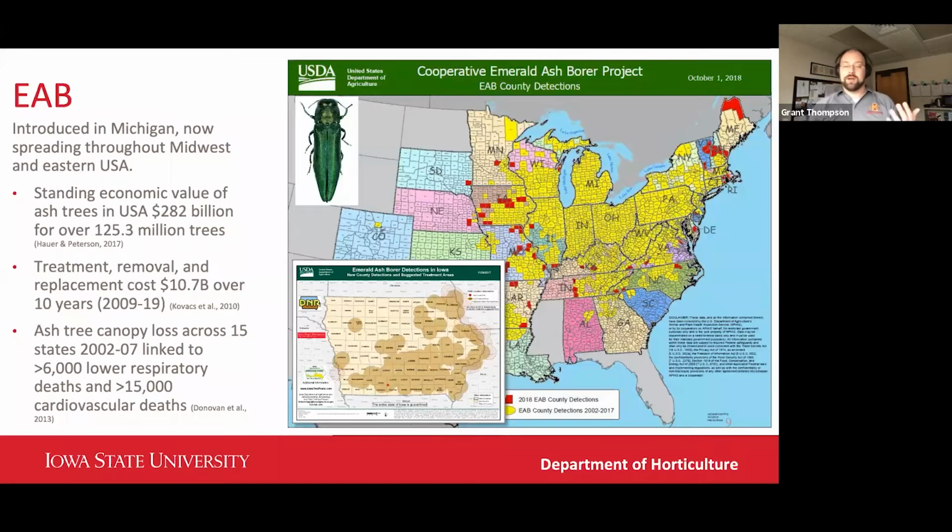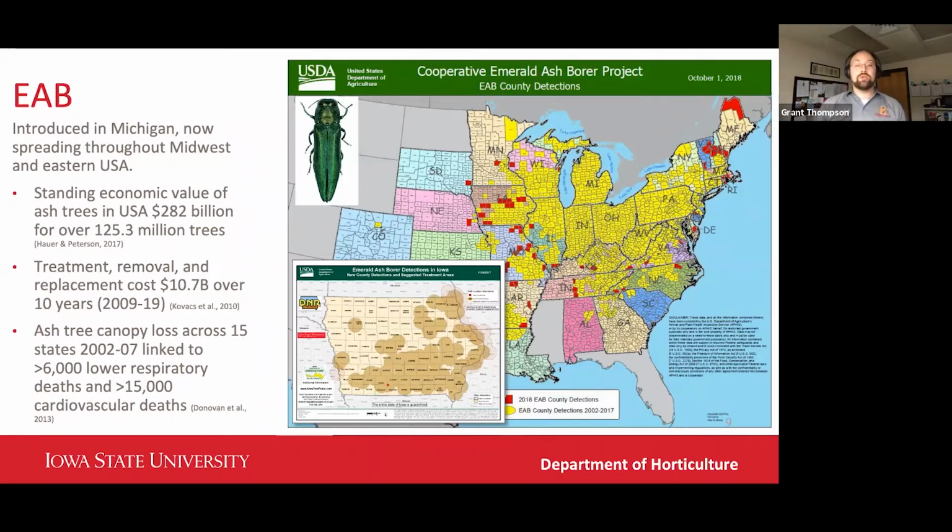So emerald ash borer, I'm sure this is old news to many of you, but was introduced in Michigan, is spreading throughout the Midwest, and the impacts of emerald ash borer are just staggering. I mean, the economic value of ash trees in the U.S. was estimated at close to $300 billion for more than 125 million trees. And that's the standing value. Now, of course, when we lose those trees, we have to spend money to remove them. So there's another about $10 billion over a 10-year period for the treatment, removal, or replacement costs.